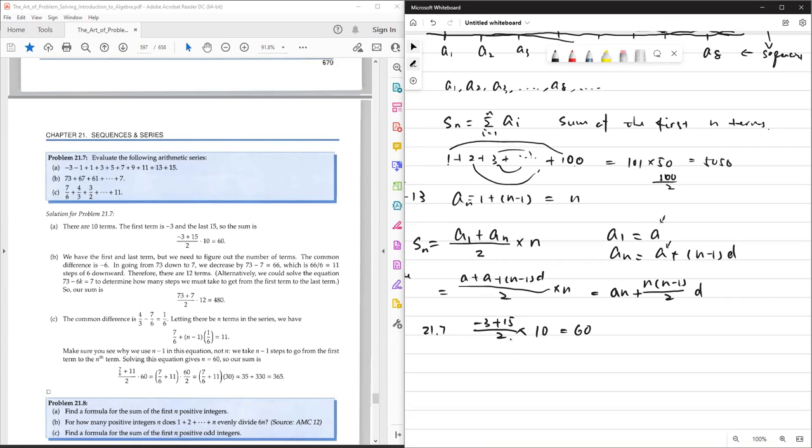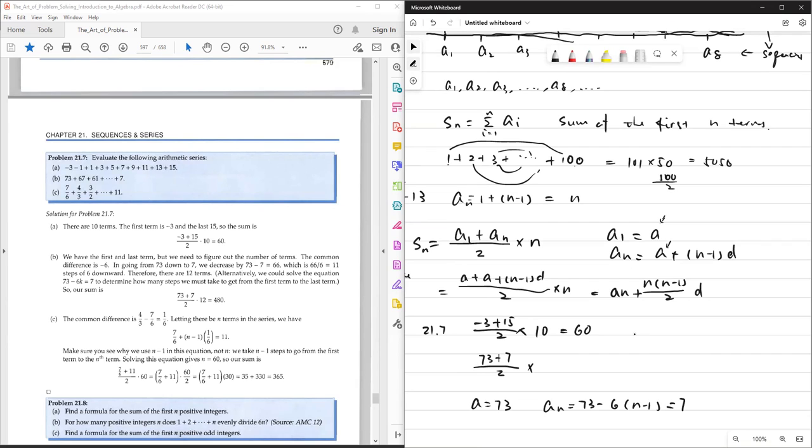Okay, so let's try the second one. Evaluate the following. So I know it's the average of the first term, 73, plus the last term, 7, divided by 2, and I just need to figure out how many terms there are. And apparently the relationship is subtracting 6 for each one. How many terms? So a1 equals 73. an equals 73 minus 6 times n minus 1, which equals 7.